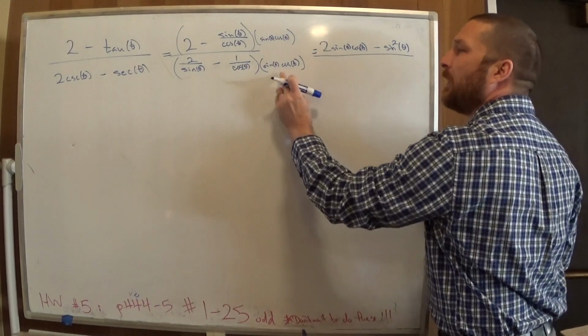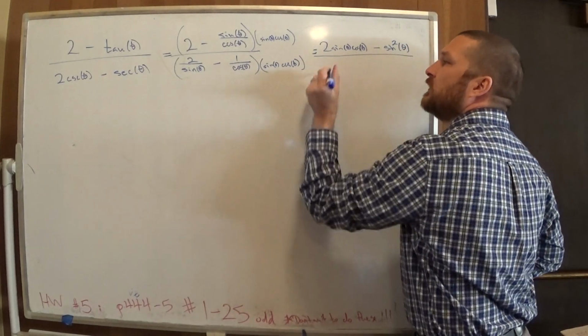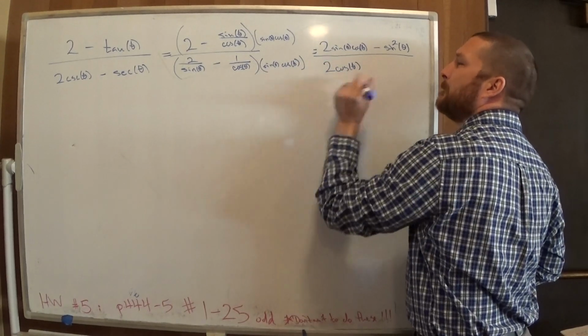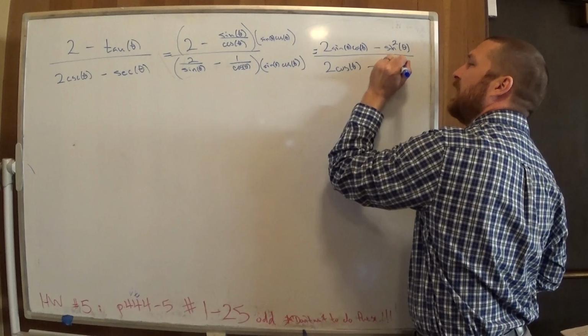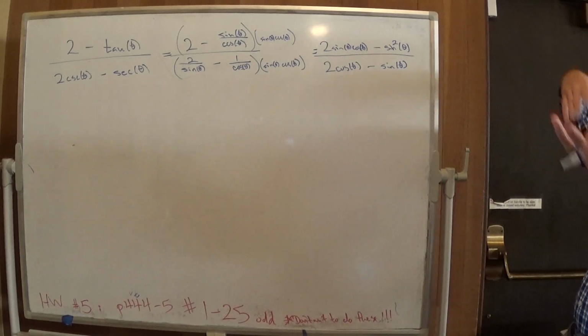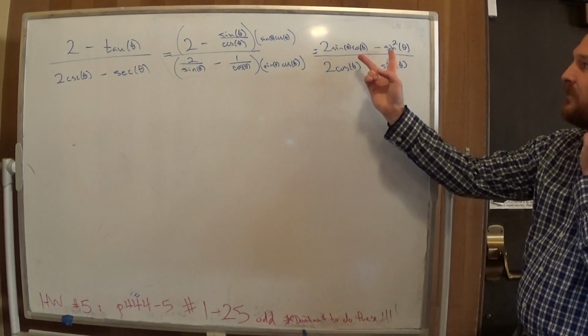Now on the bottom, these jump over, and what's left over here? 2 cosine. Just 2 cosine, and then minus sine. Minus 1 old sine. Now thinking back to regular old algebra, is there anything we could factor from anywhere? You can factor sine from the top.